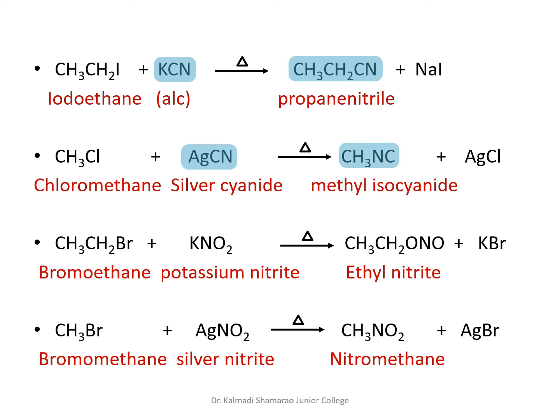Nitrite ion is also an ambident nucleophile which can attack through oxygen or through nitrogen. When it attacks the alkyl halide through oxygen, alkyl nitrites are formed. And when it attacks through nitrogen, nitroalkanes are formed.